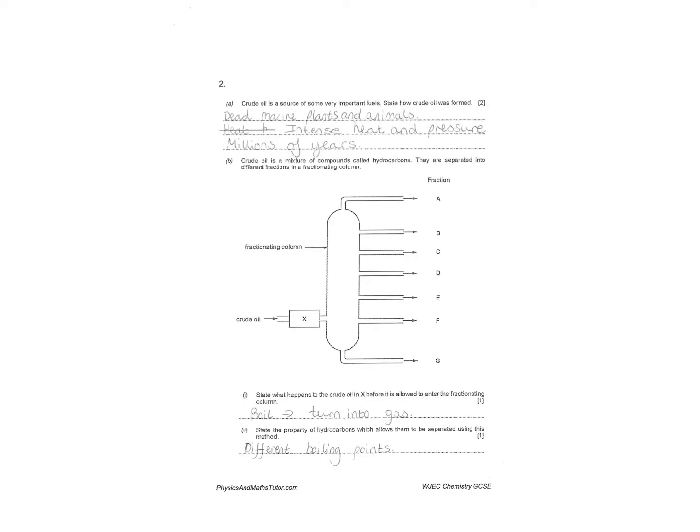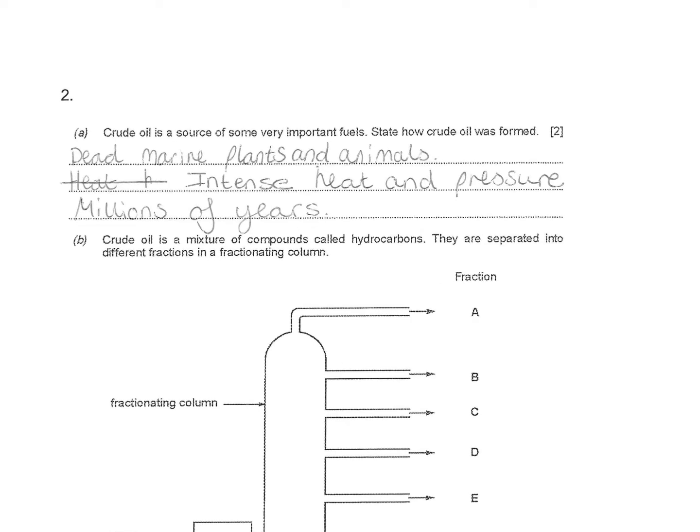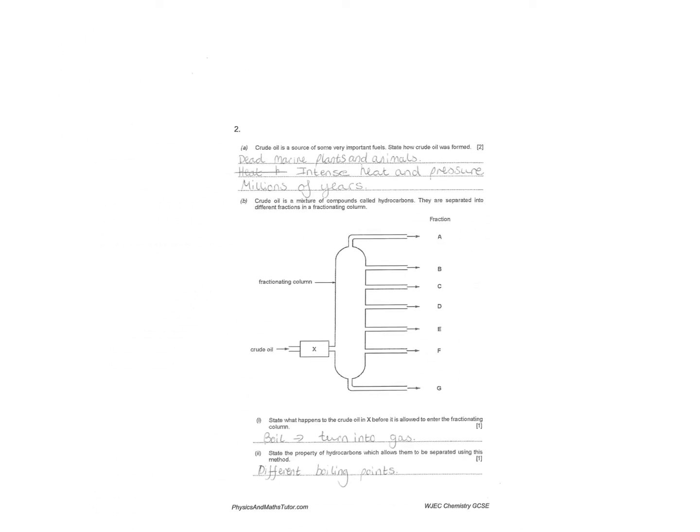Again, the same kind of question. State how crude oil is formed. Crude oil is formed from the dead marine plants and animals, intense heat and pressure over millions of years.